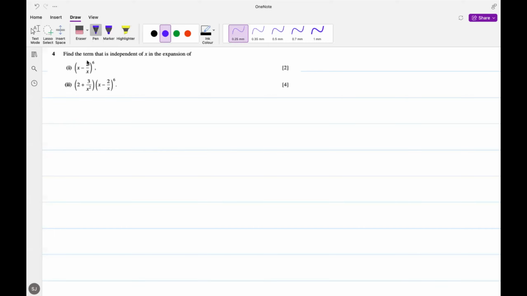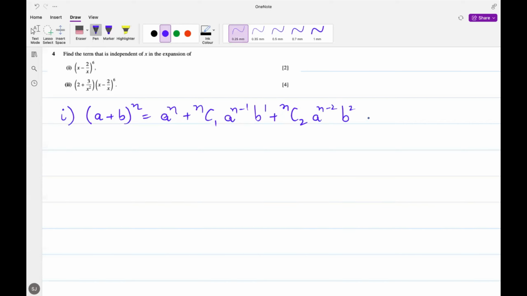In question 4, we have to find the term that is independent of x in the expansion of, in the first part, we have (x minus 2 upon x) to the power 6. So the expansion formula for (a plus b) to the power n is a power n plus nC1 a power n minus 1 b power 1 plus nC2 a power n minus 2 b power 2 and so on.